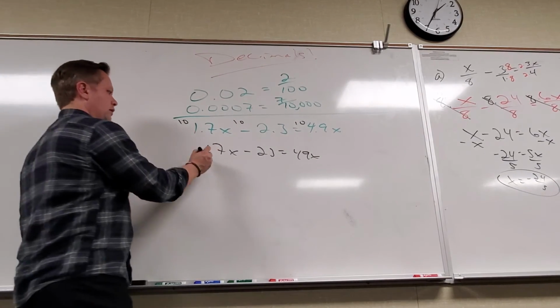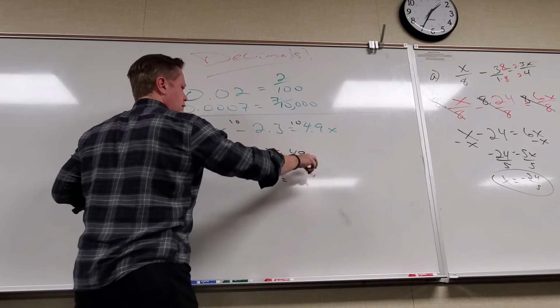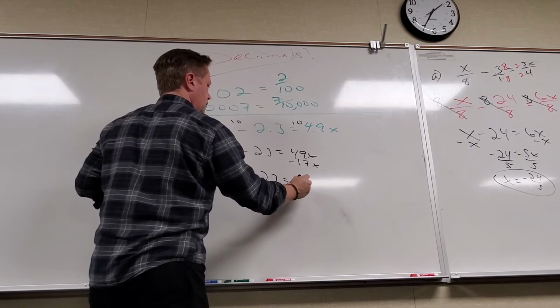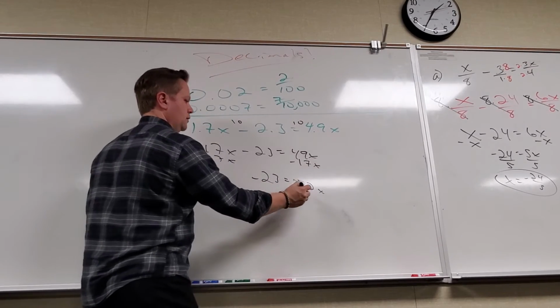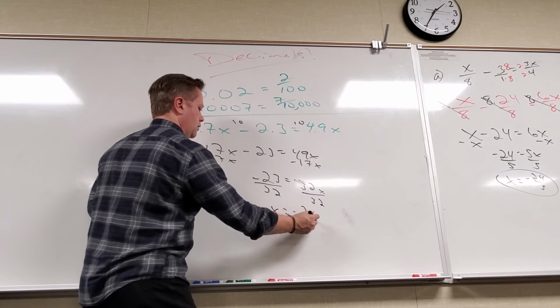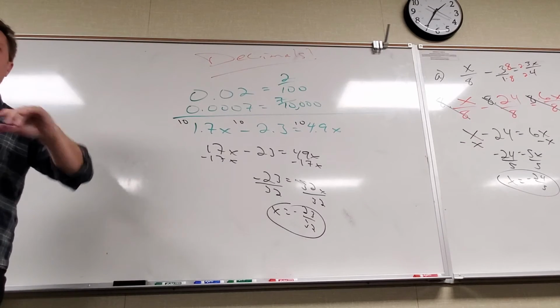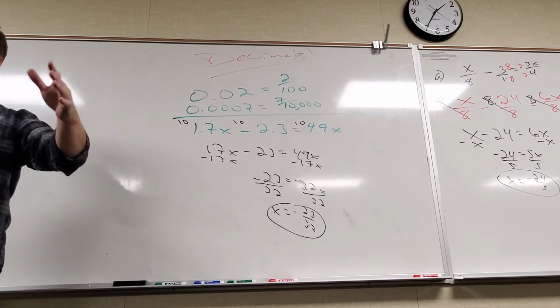So what do you get? You have to subtract 17x again. Negative 23 equals negative 32x. Divide by 32. Is that all right? Once they're all whole numbers, it should be relatively simple.